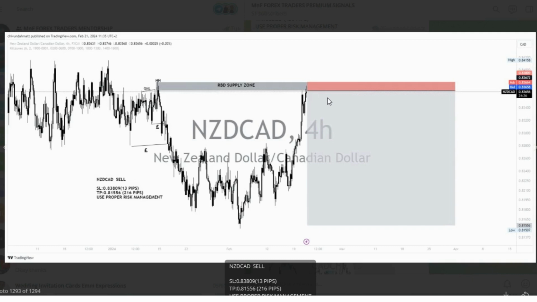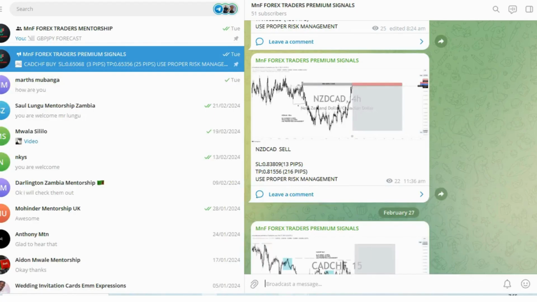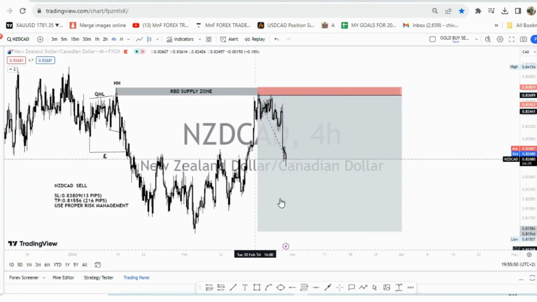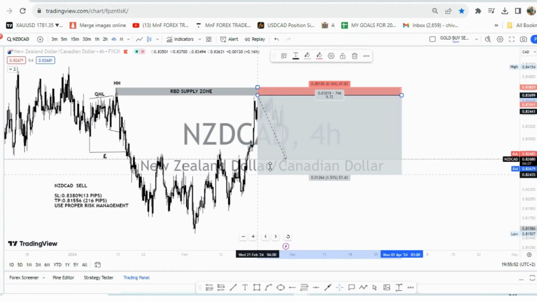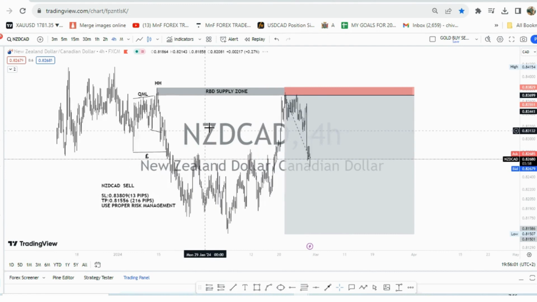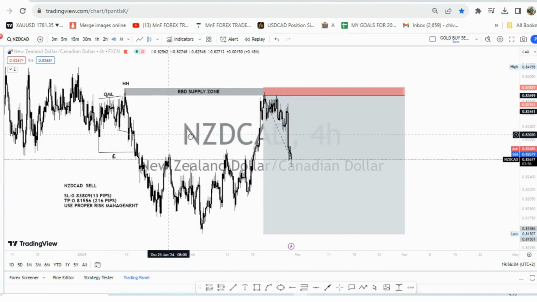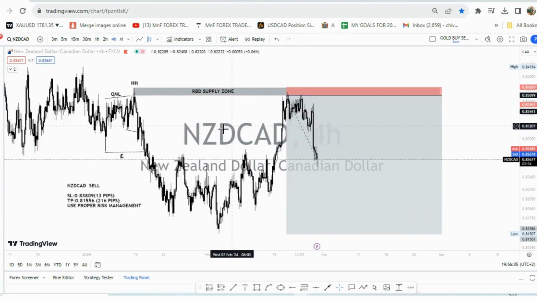This was a beautiful trade, which was a 13 pips stop loss, and our target was 216. Beautifully so far, it's running about 1 to how many pips? Let me see. Right now, it's about 1 to 9 risk reward ratio, and our target is about 1 to 17 risk reward ratio.